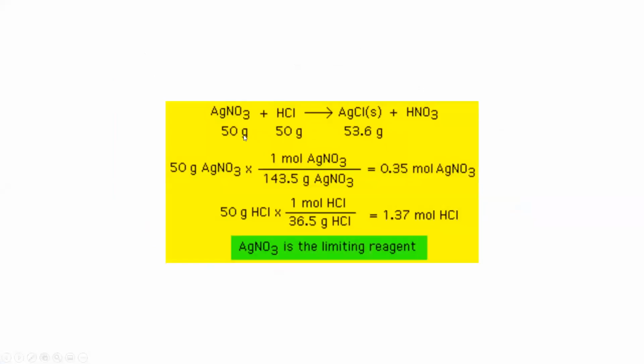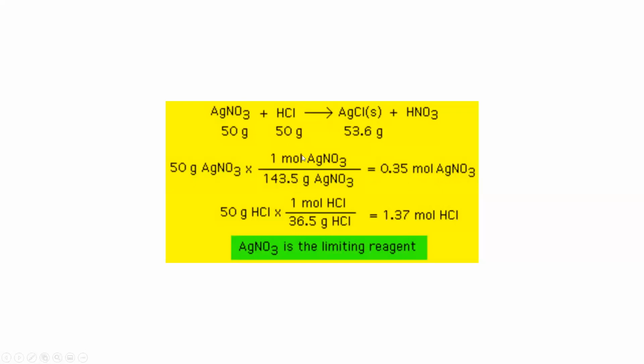Example, you begin with 50 grams of silver nitrate and 50 grams of hydrogen chloride. How many grams of silver chloride can you make? Then you make two calculations. First, from 50 grams of silver nitrate, how many moles of silver nitrate do you have? This is a problem that we have seen before.